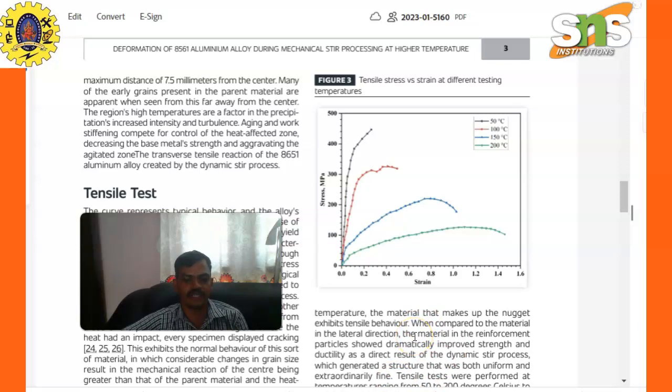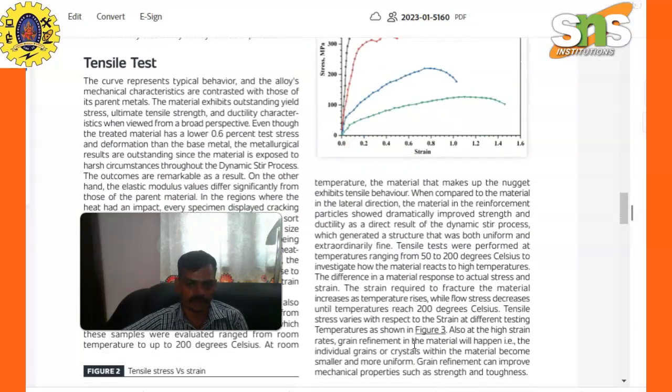The tensile tests were performed at a temperature range from 50 to 200 degrees Celsius, to investigate how the material reacts to high temperatures. The difference in how the material responds to actual stress and strain.